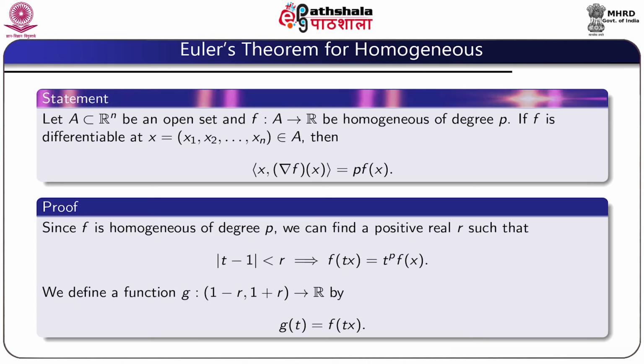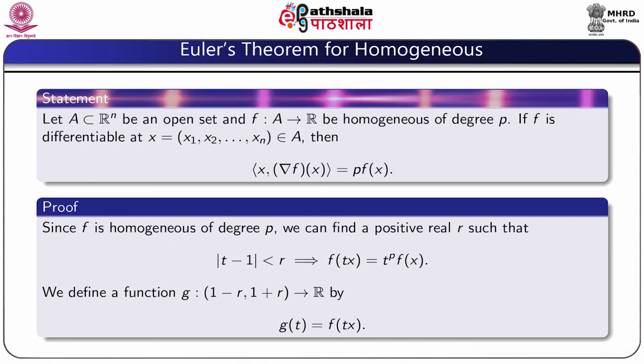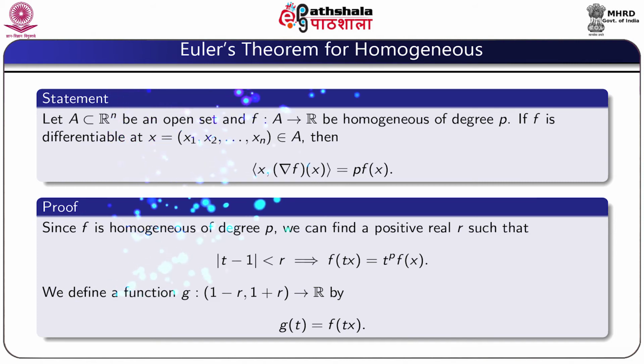Now, let us start Euler's theorem for homogeneous functions. First, we give the statement: let A be an open set in R n and f is a scalar field defined on the set A, which is homogeneous of degree p. If f is differentiable at some point x in A, then we have the inner product of x and gradient f at x equals p times f(x). Let us prove the result.